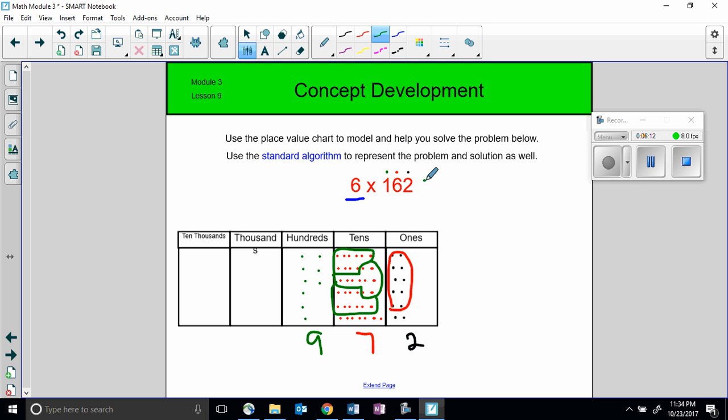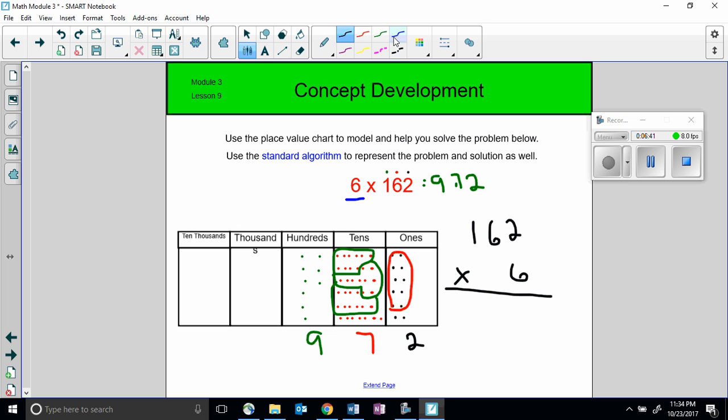So what I've learned from this is that 6 groups of 162 is 972. I'll go ahead and show you the numerical way of writing this out. You can write it down, but please note that you don't have to understand the first time we do this. So if I had 162 times 6.